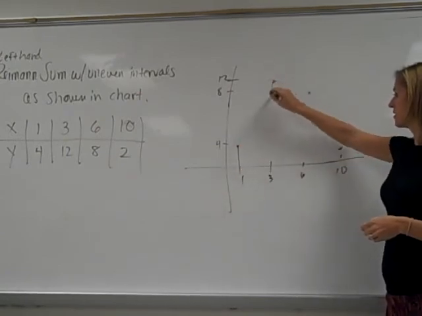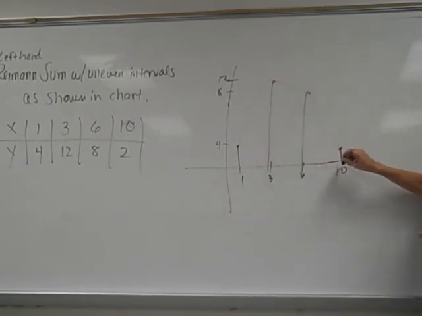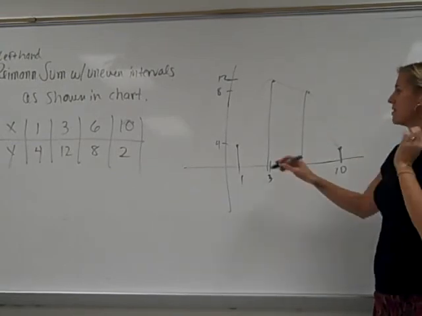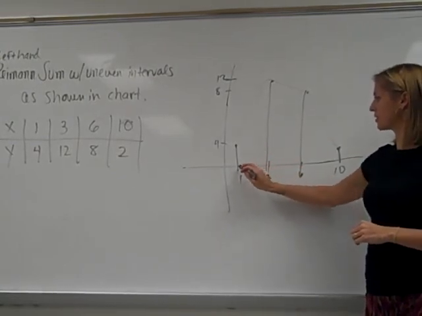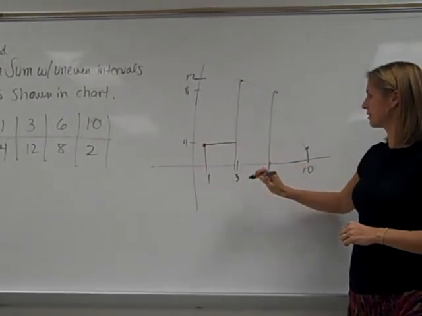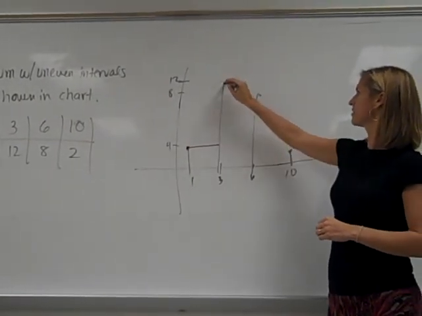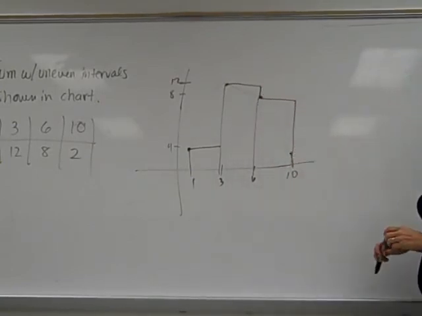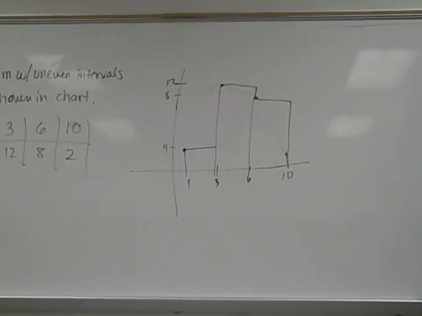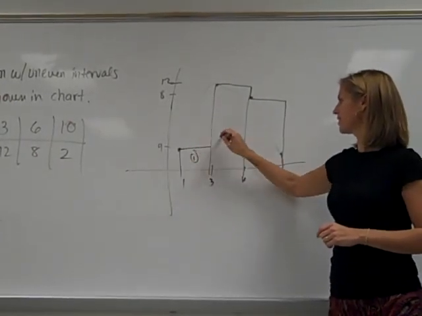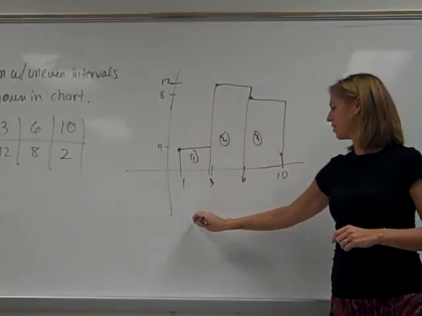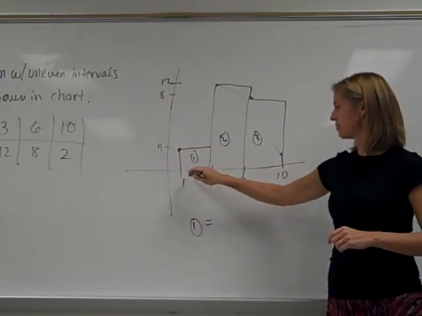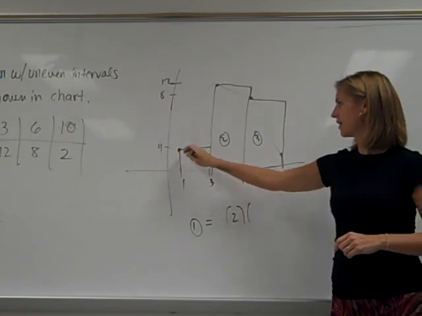I'm going to break all these into rectangles. If I'm using a left-hand sum, then for this rectangle, I'm going to the left, and this is the height I'm using. For this one, I'm going to the left, and this is the height. And for this one, going to the left, and this is the height. If I call this rectangle 1, 2, and 3, rectangle 1 is going to be base times height. The base is 2, and the height is 4.